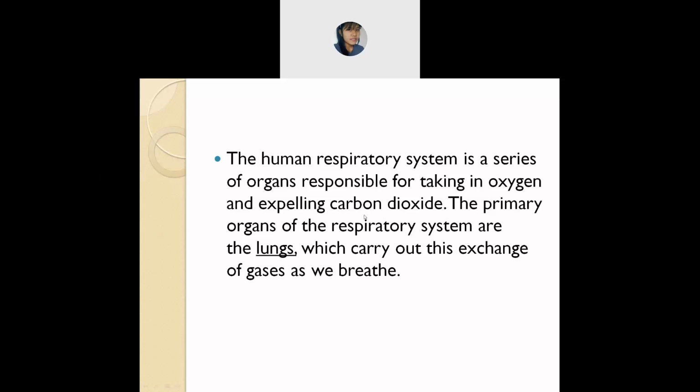And in your lungs, what happens? Exchange of gas. Exchange of gas like what? Just now I have said, no? Carbon dioxide and oxygen. These are the two gases which take place during your respiratory system.